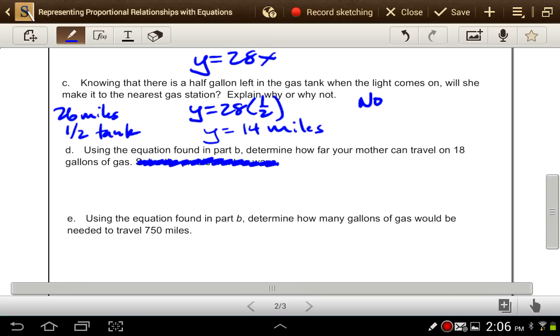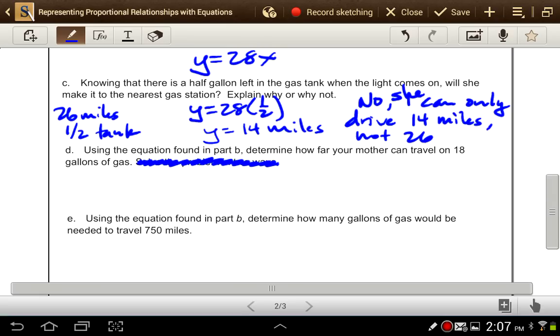No. Okay, why not? Your mom can only drive 14 miles, not 26. So she will not make it. We're going to run out of gas 12 miles short of the gas station. Okay? All right, D, using the equation found in Part B, determine how far your mother can travel on 18 gallons of gas.